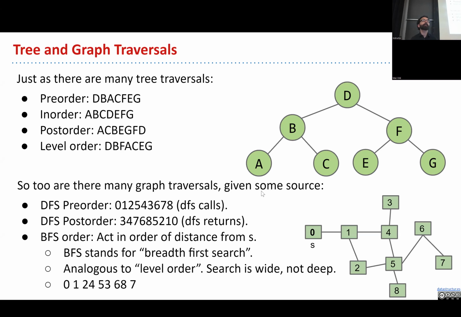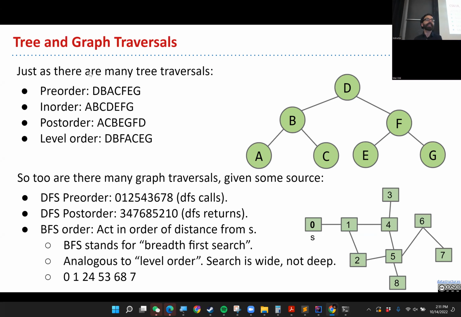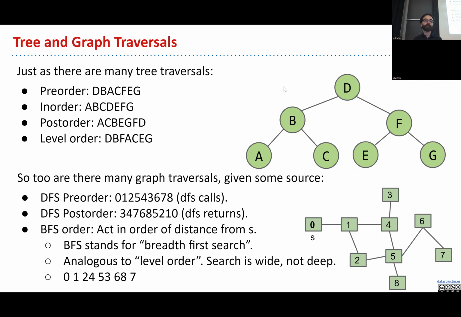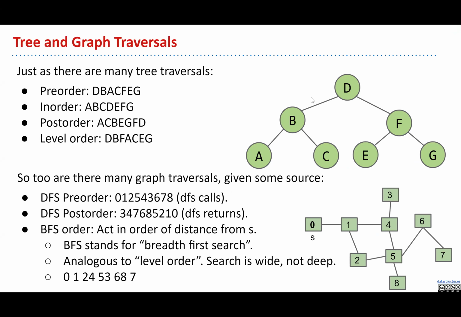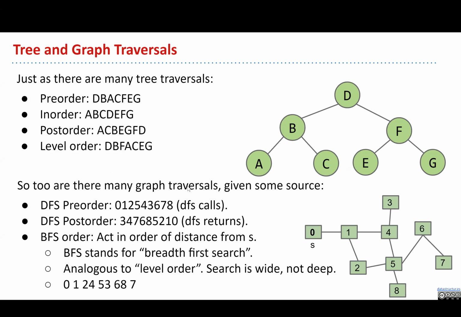All right. Okay. So we're going to pick up talking about graphs today, right where we left off last time. Just as there's many different tree traversals we saw last time, pre-order, in order, post-order, level order, we also saw that there's many different graph traversals. We talked about the DFS pre-order, which is the order in which we call DFS recursively from previous lecture. Then we have the idea of the post-order. It's the order in which DFS returned.